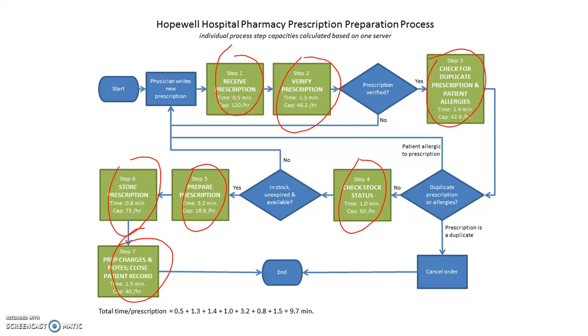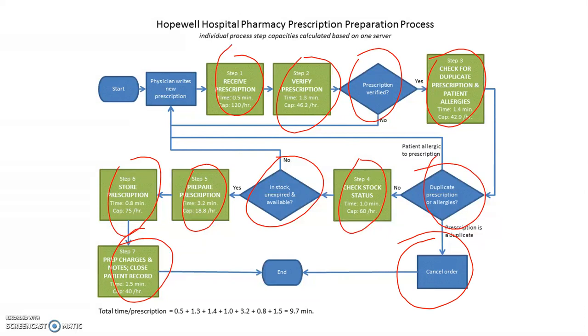I've added here decision diamonds. So in each step where there's a decision that needs to be made, immediately following that step, we've got a diamond, right? So we've got those here. Also added a couple of additional steps that are implied in the case but are not directly addressed. But as we diagram it, we find that we need to add these steps. One of those is actually canceling an order when that's appropriate. And then another one is beginning at the very early part of the process, and that's the physician writing a new prescription.